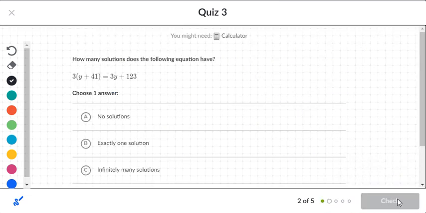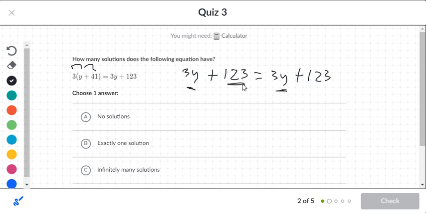How many solutions does the following equation have? Okay, so you want to multiply through the parentheses. So you get 3y plus 1, 2, 3, and this is 3y plus 1, 2, 3. Anytime the letters match and the numbers match, so it's the same on both sides, everything is the same. When it all matches, it's going to be many. So it has many solutions, so it's C.